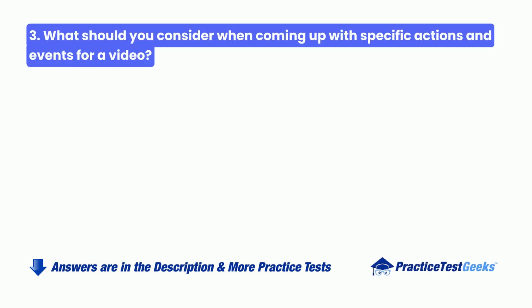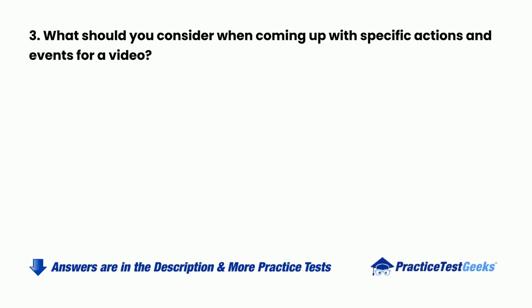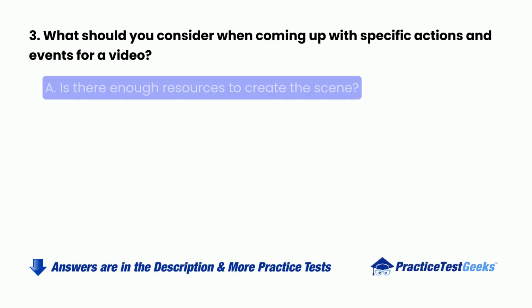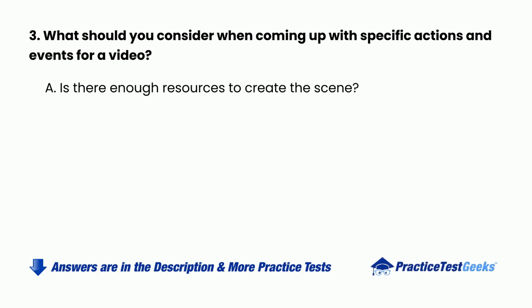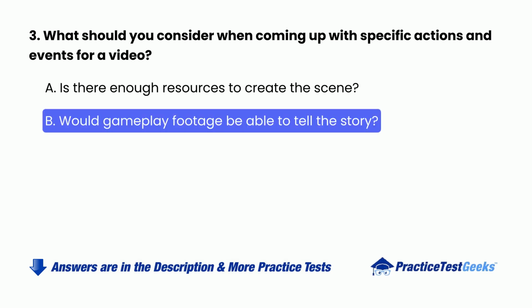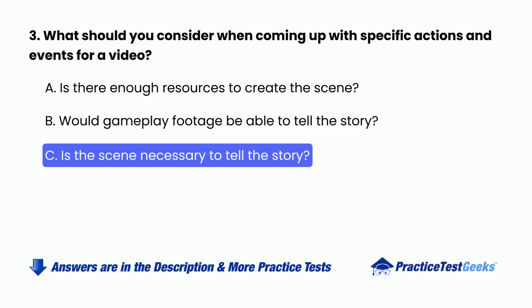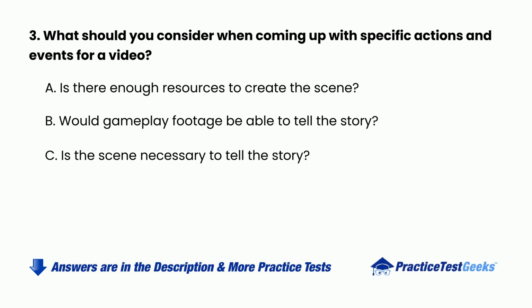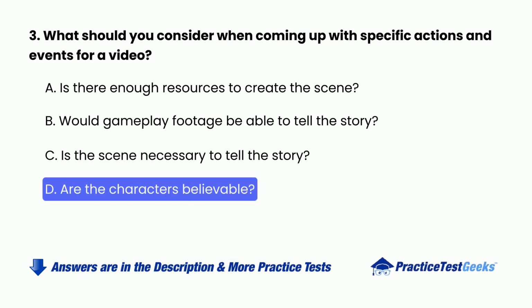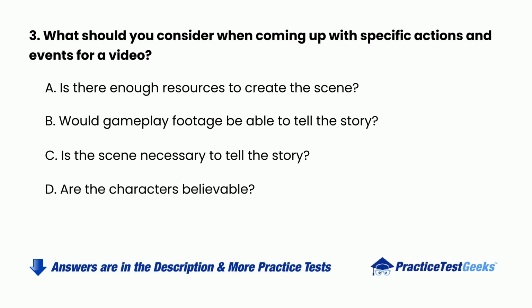3. What should you consider when coming up with specific actions and events for a video? A. Is there enough resources to create the scene? B. Would gameplay footage be able to tell the story? C. Is the scene necessary to tell the story? D. Are the characters believable?